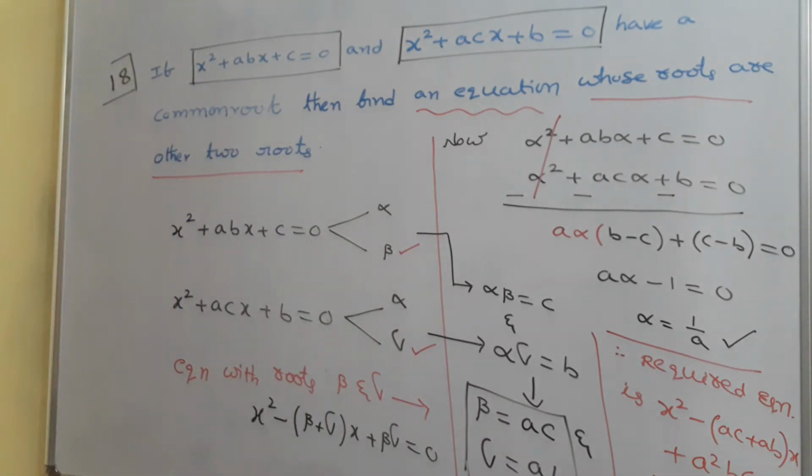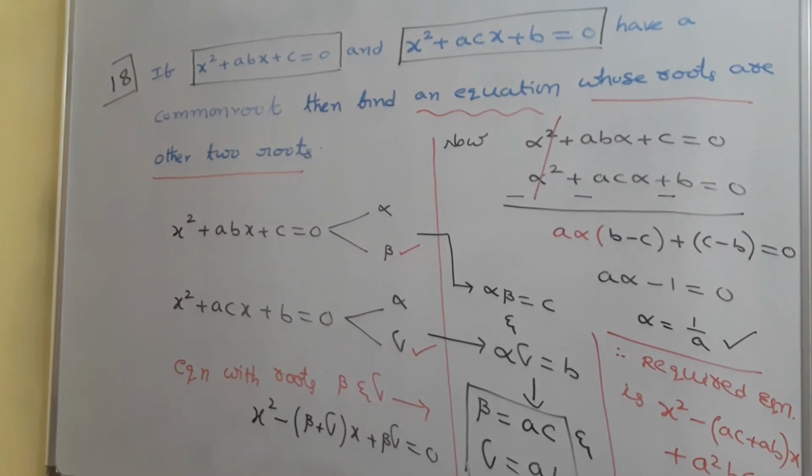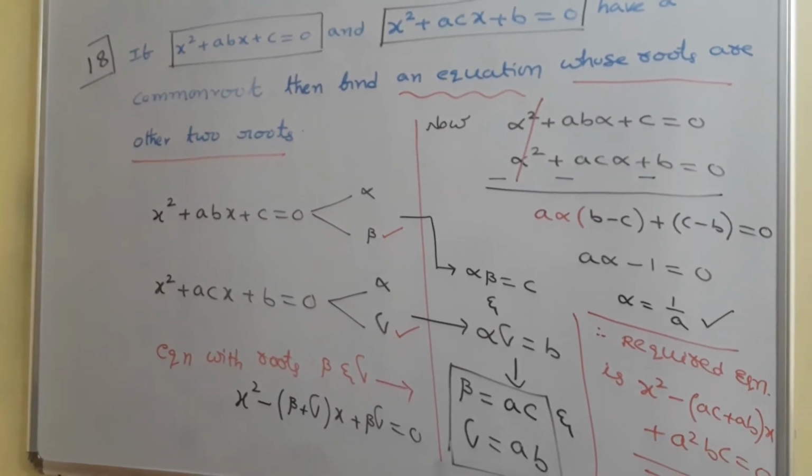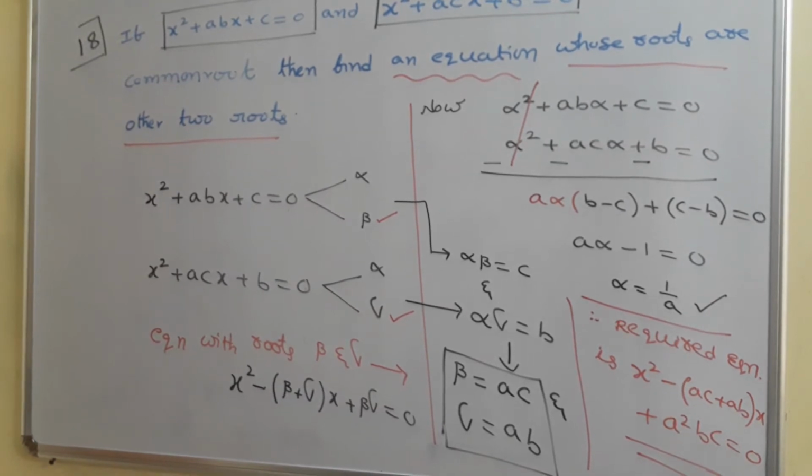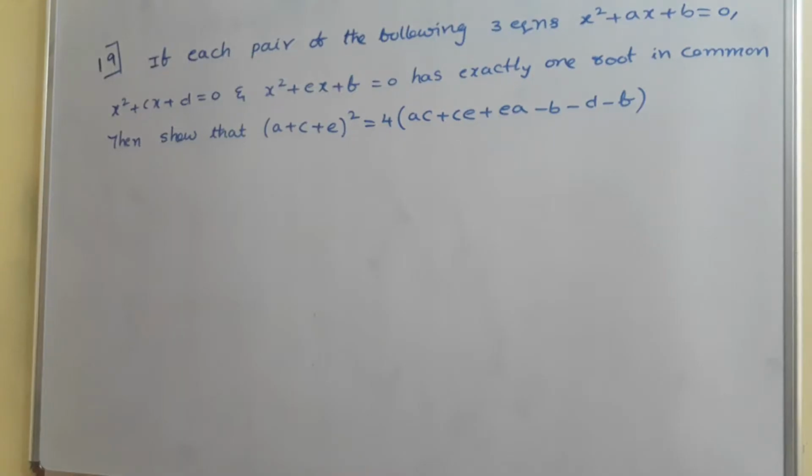Just have a look. After finding alpha as 1 by a, we just found, okay, that beta is equals to AC and gamma is equals to AB. So after having beta and gamma values, just by using the equation, we found the required equation.